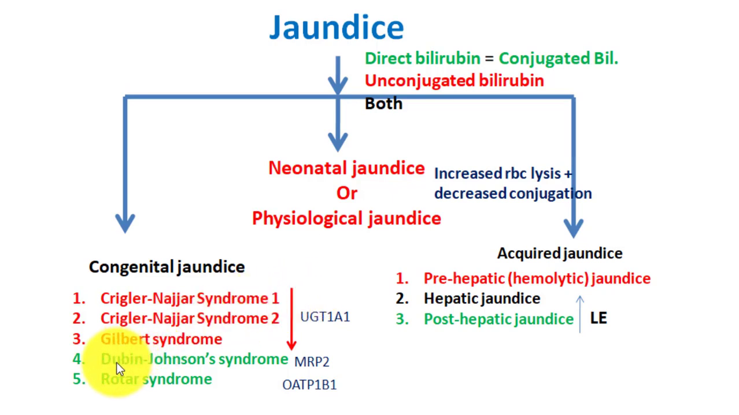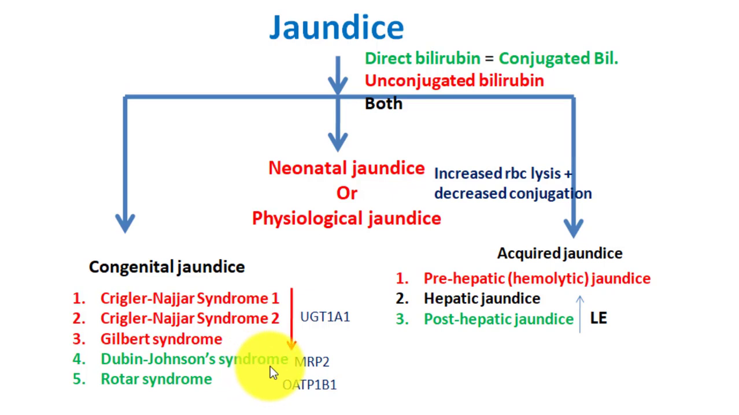Now let's talk about Dubin-Johnson syndrome. Dubin-Johnson syndrome is because of deficiency of MRP protein. MRP means multidrug resistance protein, and the function of this protein is secretion of conjugated bilirubin from the hepatocyte to the biliary canaliculi. This protein falls under the group of ATP binding cassette proteins, and its other name is ABCC2, and this protein is responsible for secretion of conjugated bilirubin.